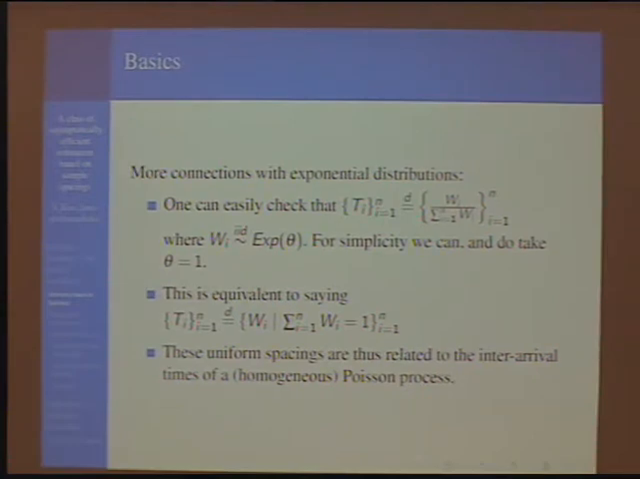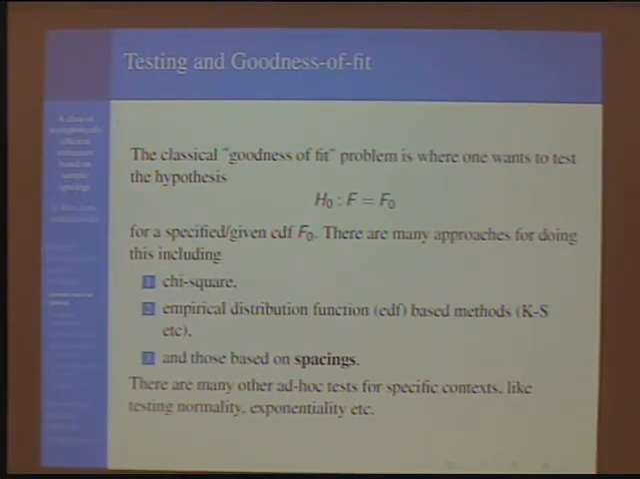The T i have the same distribution as W i over the summation of W i, where the W i are exponential theta, IID. Or, the other way around, you can also write the T i as the W i conditioned on the fact that the summation of W i is 1. These uniform spacings are related to the inter-arrival times of a Poisson process, and there are a lot of interesting connections to exponentiality.